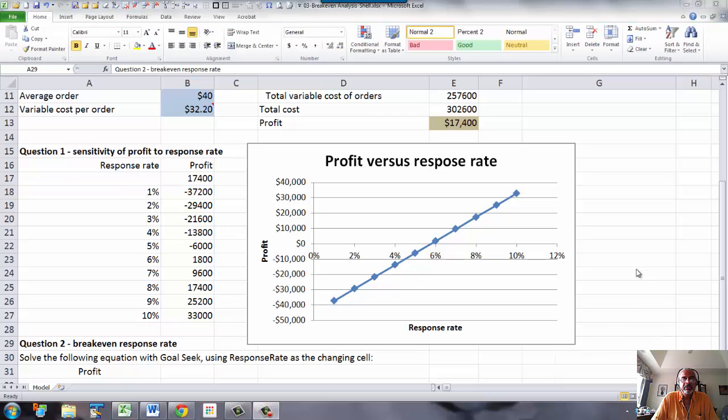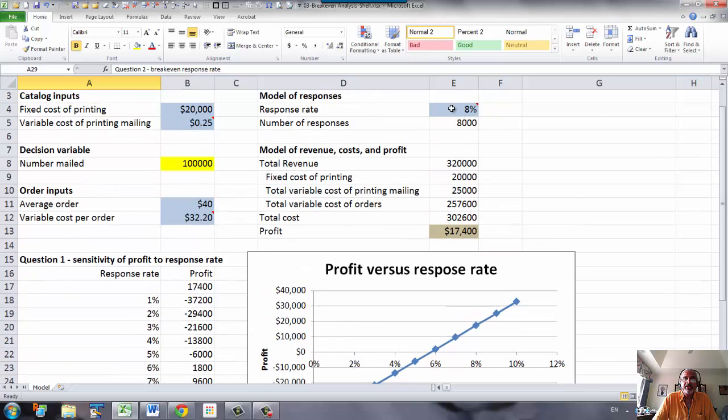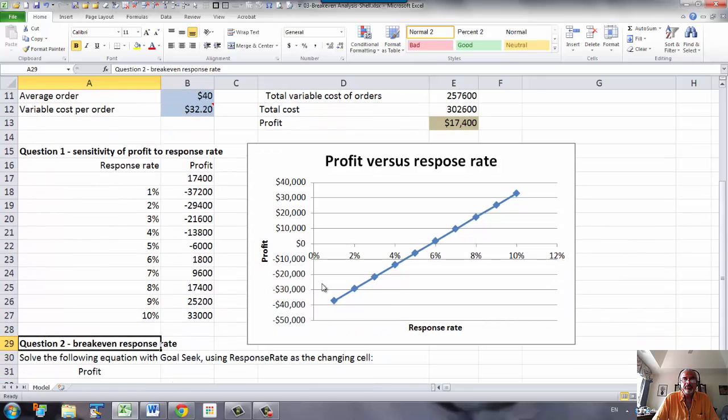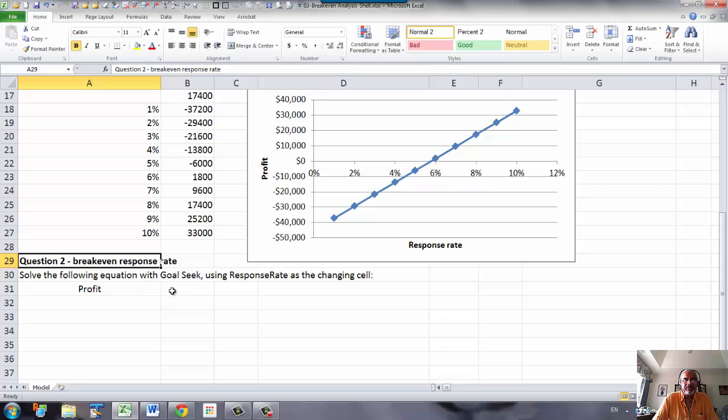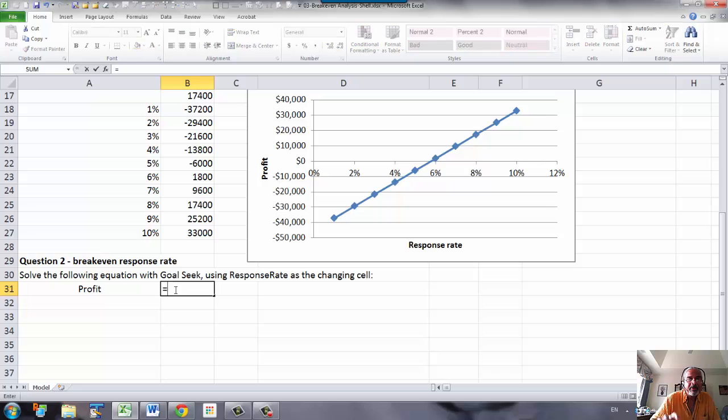The next question is at what response rate we will break even. In other words, at what response rate will the profit be equal to 0? Here we can see that there are negative profits, that is, we are making a loss all the way up to here, and there is a transition point where we start making profit. And what is that exact point? So let's set up the profit right here.